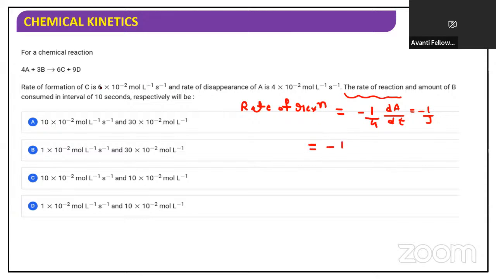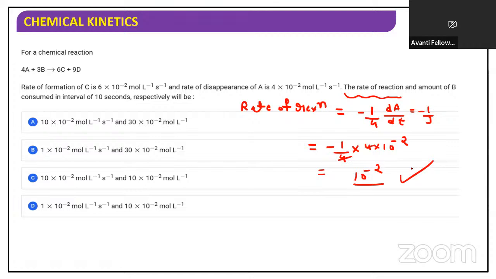So here we have a minus 1 by 4. And what is dA by dt? The value of dA by dt is given. The rate of disappearance of A is 4 into 10 to the power minus 2. So 4 gets cancelled, so rate of reaction becomes 10 raised to the power minus 2. So 10 raised to the power minus 2 is the correct rate of reaction.